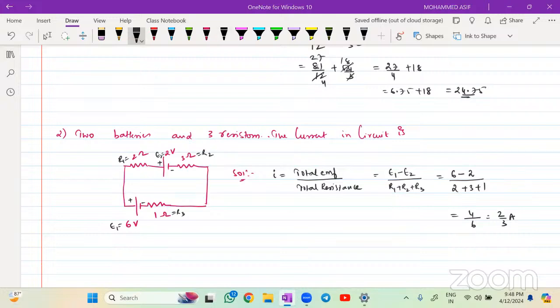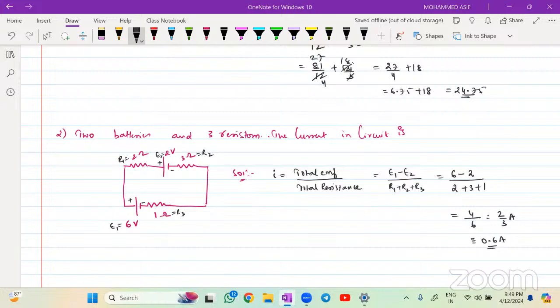Very good. Everyone, am I clear, beta? Am I clear? Very good. Everyone is giving me the answer. How much is it? 0.6 ampere approximately.